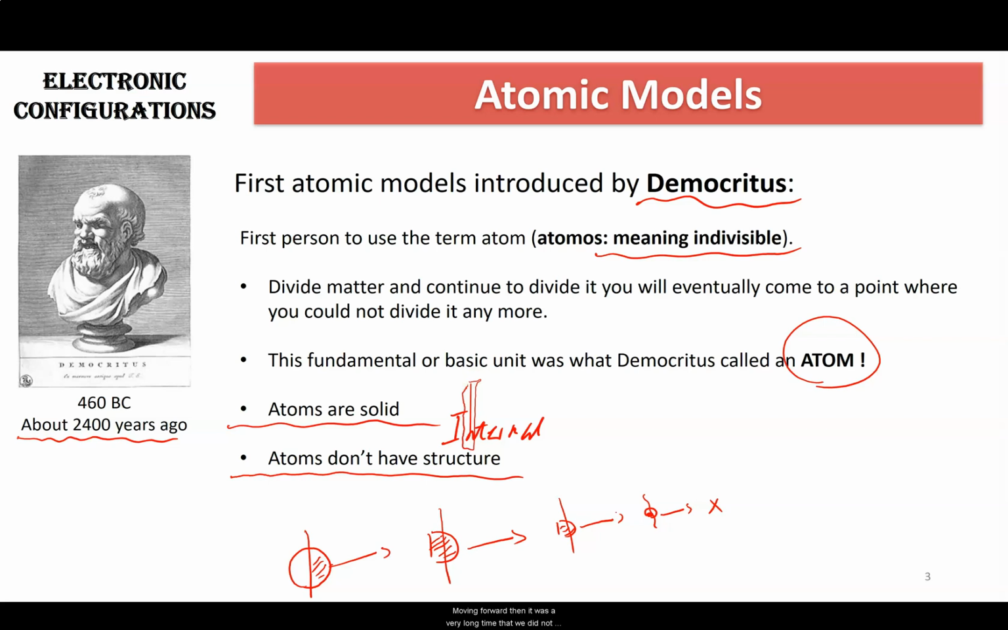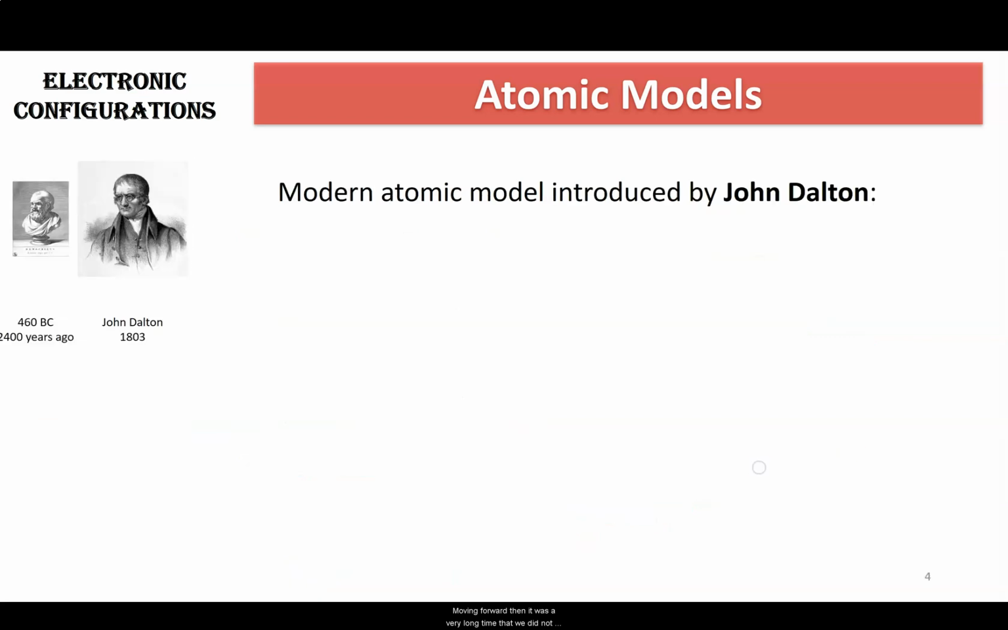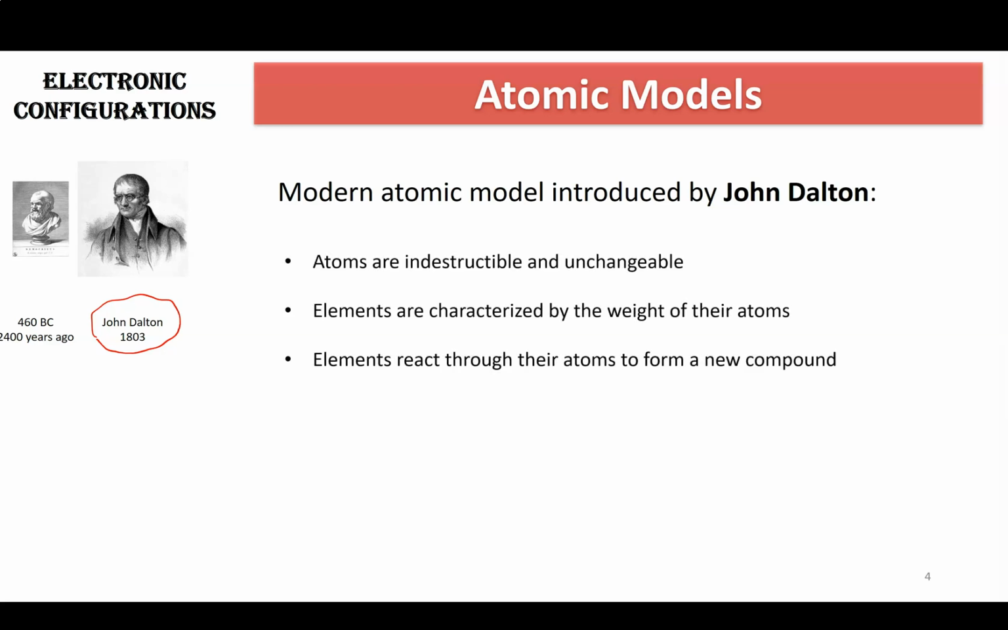Anyhow, moving forward, it was a very long time that we did not really tackle this issue, until 1803, when a gentleman introduced the modern atomic model. His name was John Dalton, and John Dalton was the first person to introduce the idea that atoms are indestructible and cannot be changed, and they are characterized by their weight. And atoms are what give rise to a new compound.